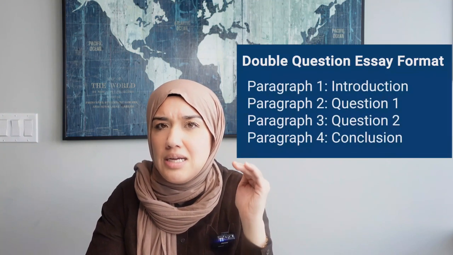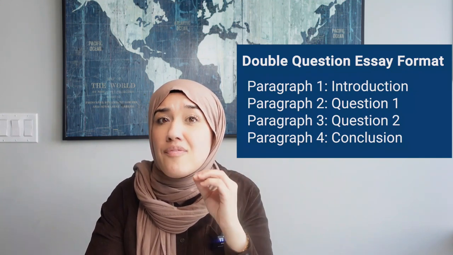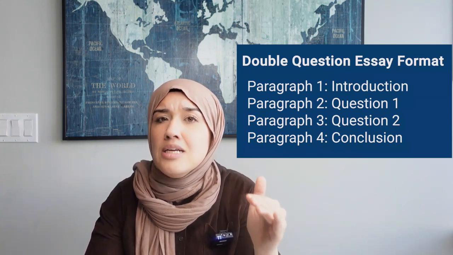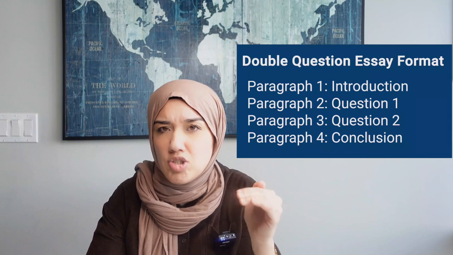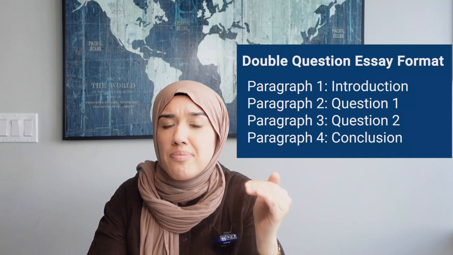So a double question essay type actually asks you 2 questions and you need to answer 2 questions throughout your essay. So have a look at how exactly you should be formatting this question type. So in paragraph 1, you should have an introduction, and in paragraph 2, you should discuss the first question that is being asked, followed by paragraph 3, you should discuss the second question you may be asked. Then finally, your conclusion should be in paragraph 4.